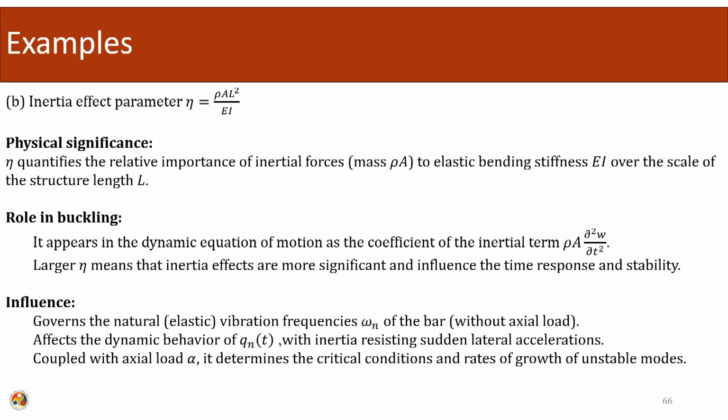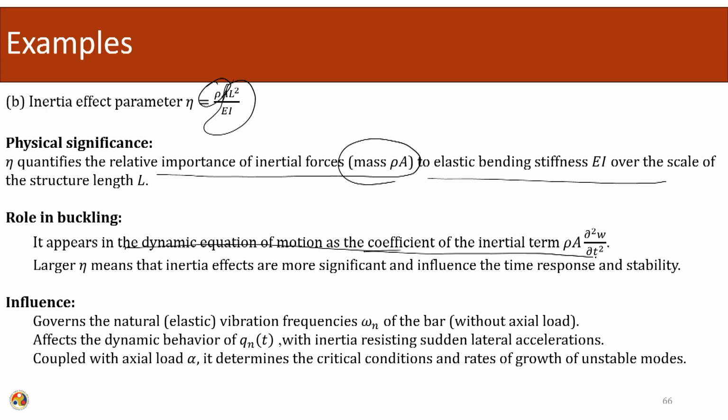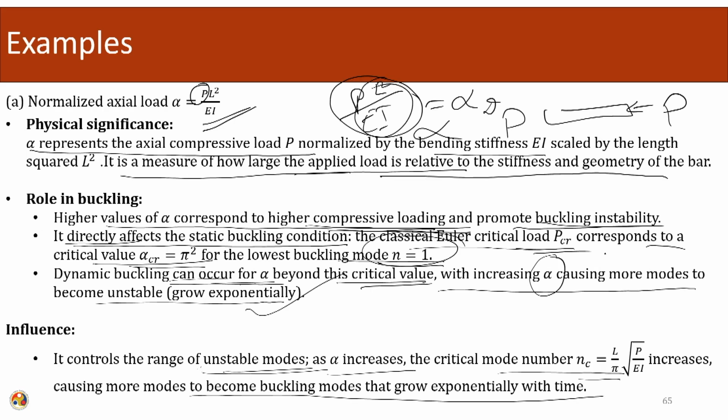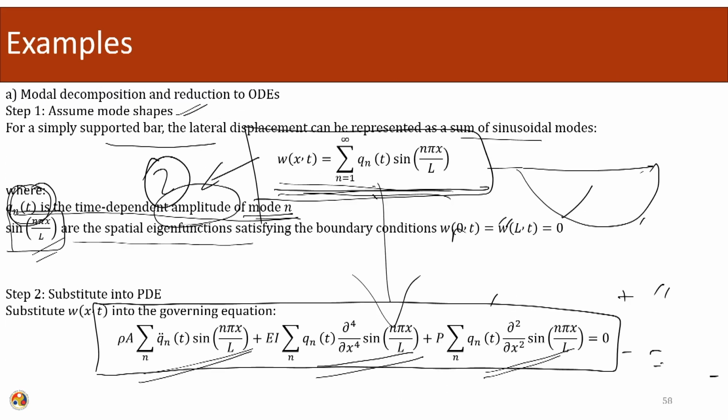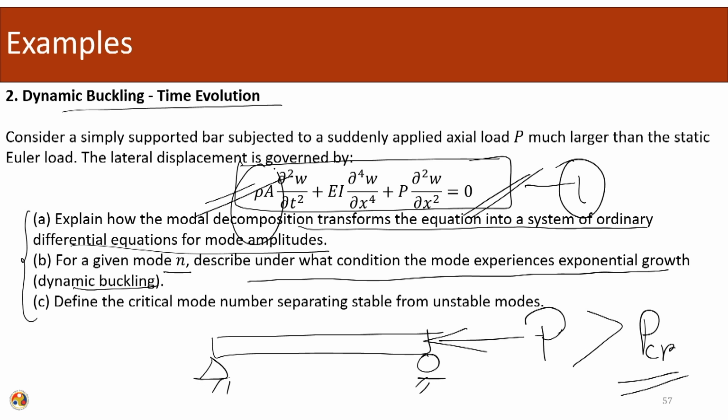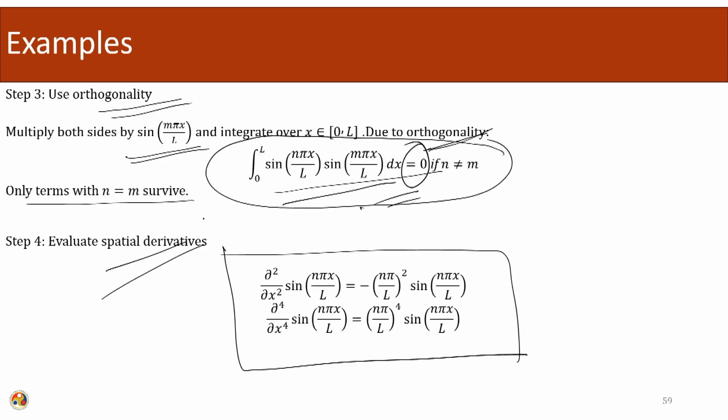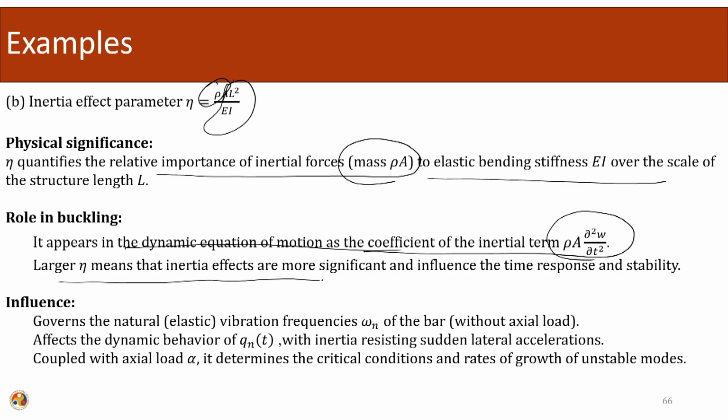The effect of the inertia, physical significance. So, eta quantifies the relative importance of the inertial forces. That is the mass. This term is the mass with respect to the elastic bending stiffness. Again, it has been normalized with respect to the bending stiffness of the system. So, role in buckling, it appears in the dynamic equation of motion as the coefficient of the inertial terms. So, it is appearing here. So, large eta means that inertia effects are more significant and influence the time response and stability.